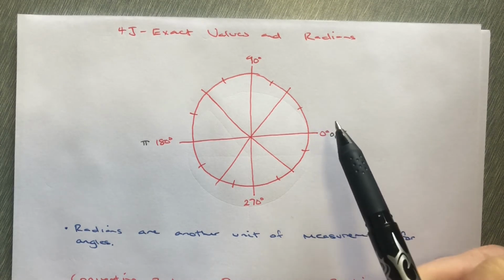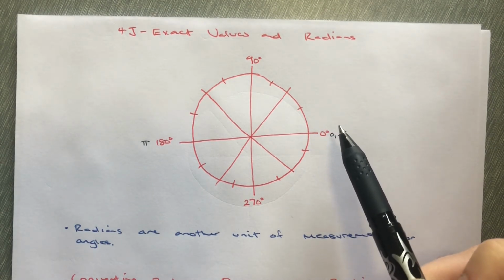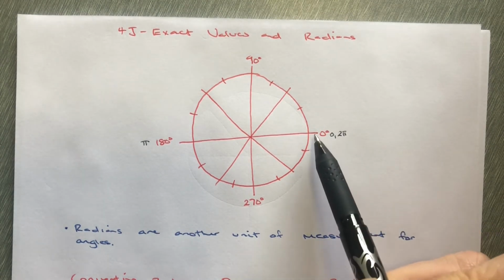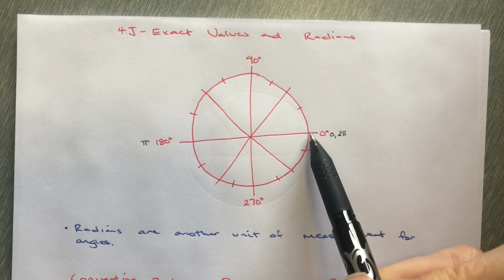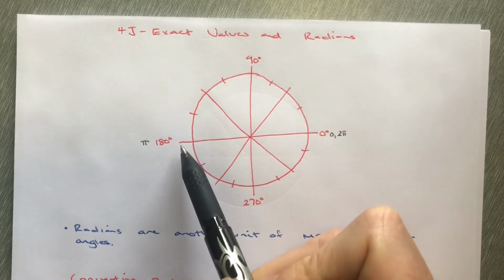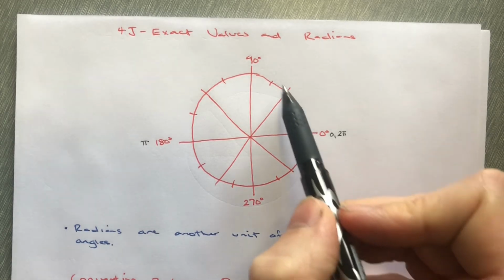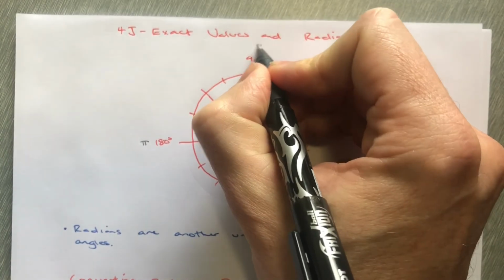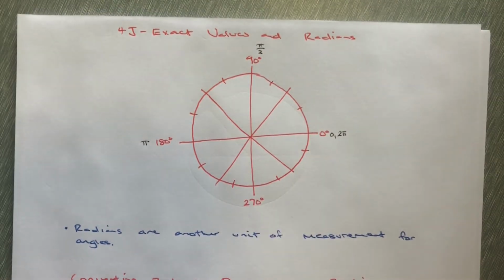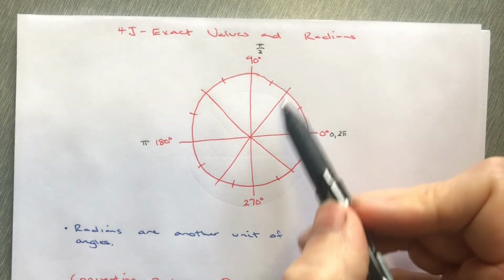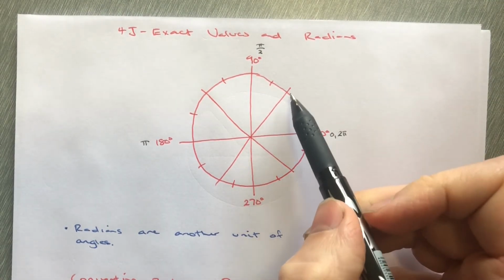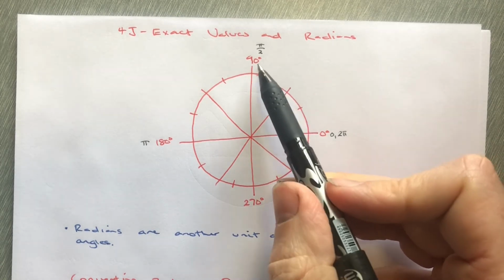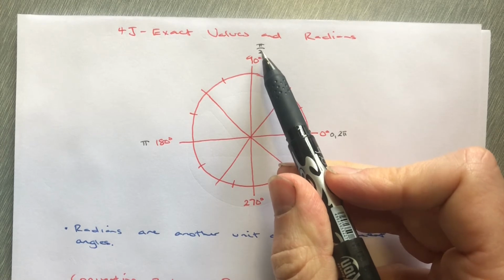Now, I just want to think about a couple of these ones, a couple of key ones. So to get from here, and we go around the circle to here, and that's pi, if I only want to go to 90, that's half of pi, isn't it? So 90 degrees is the same as pi on 2. But let's think about 45 degrees now. 45 degrees is half of 90 degrees, isn't it? So it's going to be half of this.